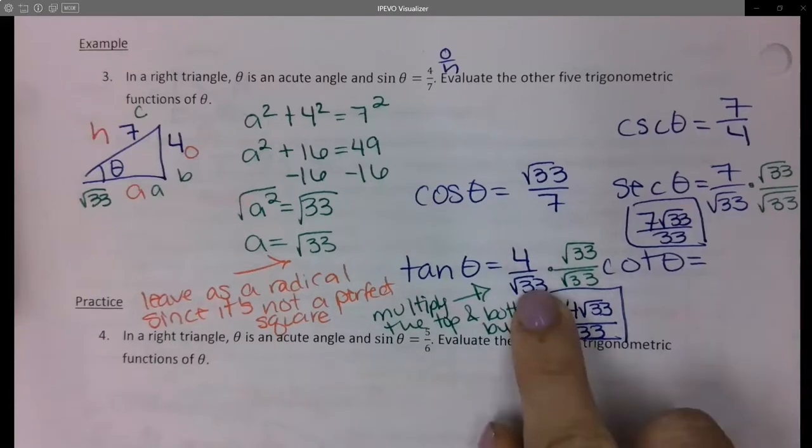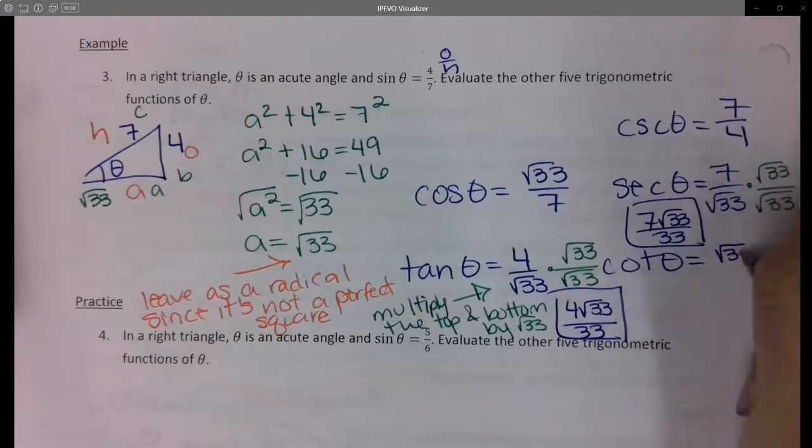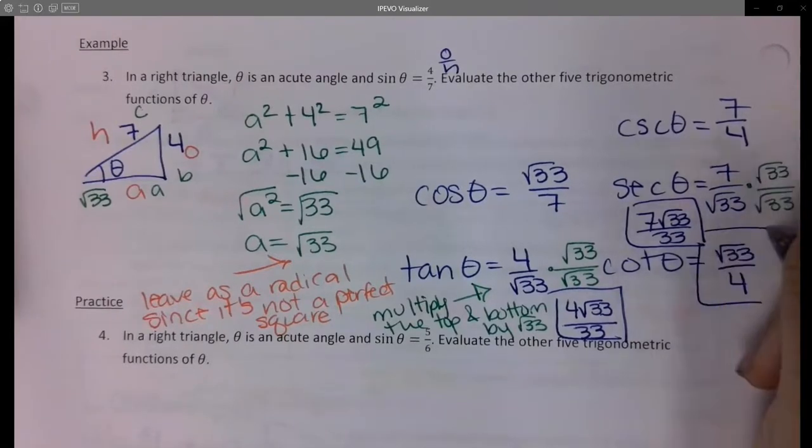Then cotangent is going to flip the tangent, which would be square root of 33 over 4. Since my radical is on the top, this is fine.